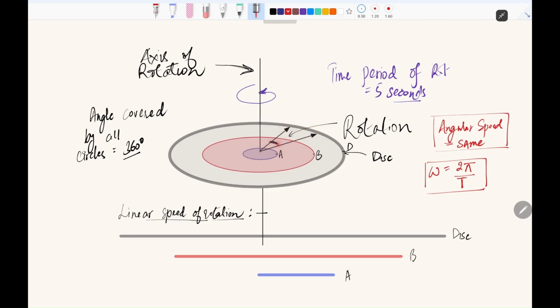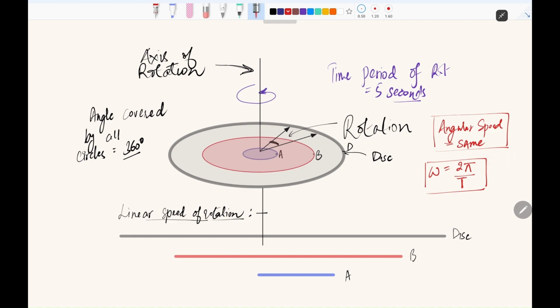So by that logic, if the disk rotates entire 360 degrees, all the points on the disk will rotate by 360 degrees, right? So if we take this bigger circle or this circle or this circle, the angle covered by all the circles in one complete rotation will be 360 degrees. But the time period of rotation is already 5 seconds. If the angle covered is same and the time period is also the same, so angular speed must be same for all the points on the disk, right? Because the angular speed is given by 2 pi upon the time taken, where 2 pi is equal to 360 degrees.